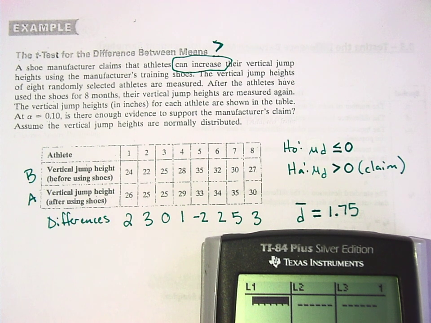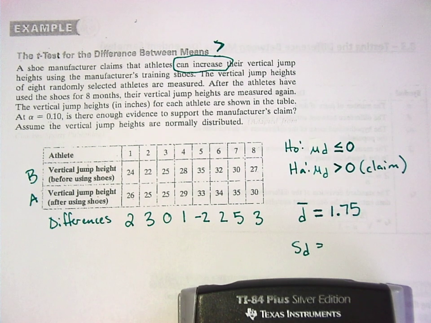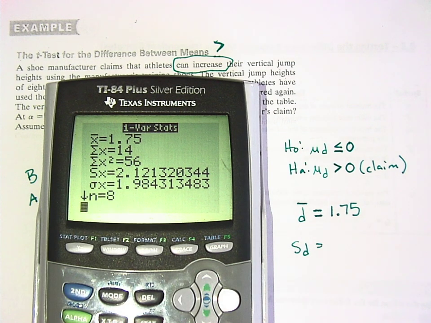You don't have to delete the second list, right? You don't have to delete the second list, as long as you're only referring to the first one, you should be fine, right? Sure. And then stat, one variable stats. If you did it right, your X bar should say 1.75. Because we just figured out that D bar was 1.75.